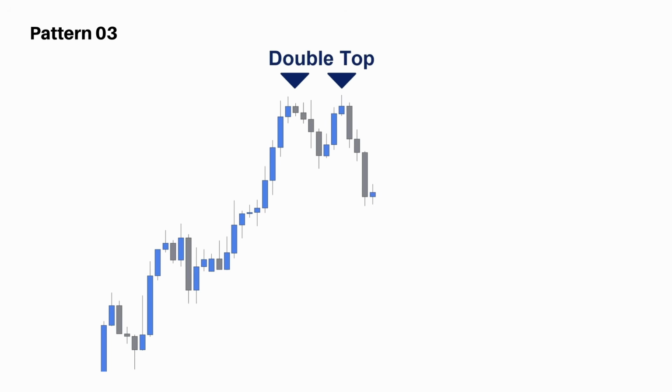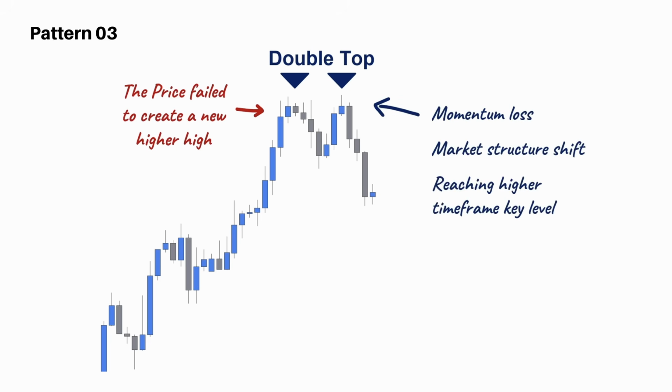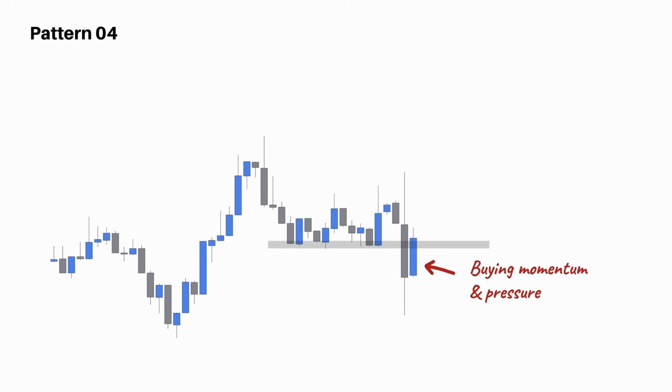Number 3, double top and bottoms. Double top and double bottom are one of the best price action reversal patterns that happen every day. It simply shows that the market has failed to break the market structure and create a new higher high or lower low. It occurs due to several possible reasons like momentum loss, market structure shift, tapping into higher time frame key levels, and more. It is an early indication that the short-term trend is over and a possible reversal is coming. Number 4, fake out.